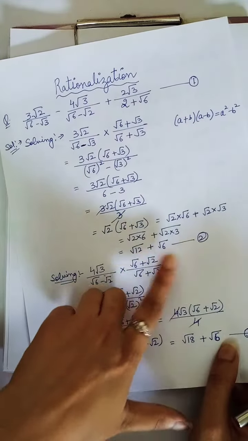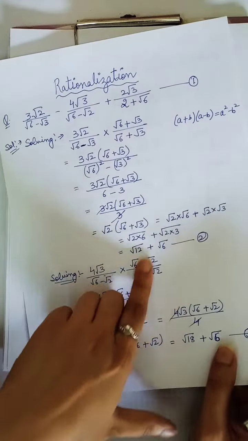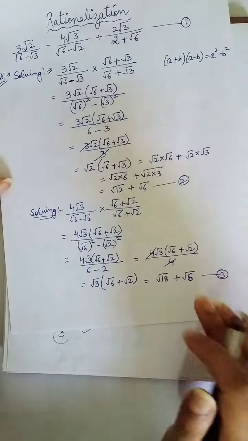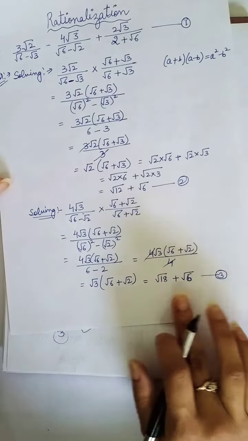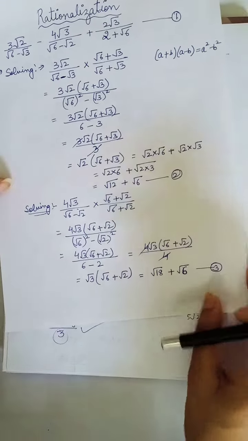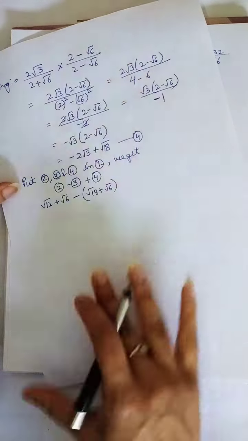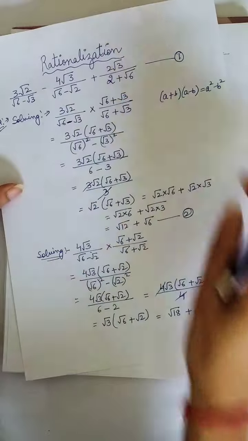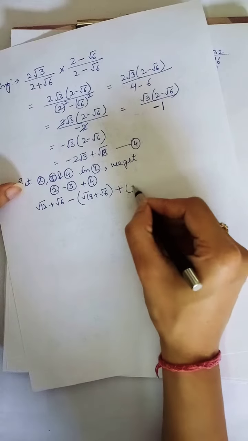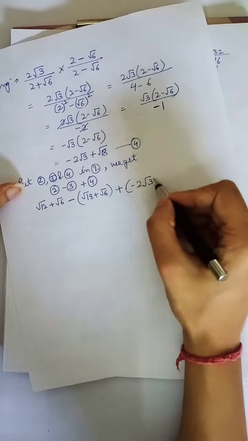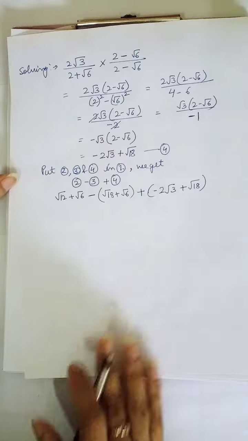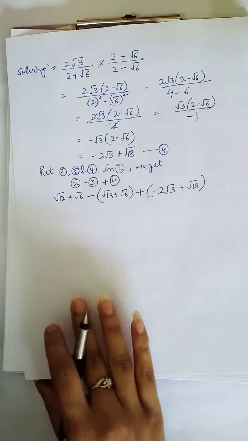So second result of second one is root 12 plus root 6 minus sign. As there is negative sign, so I will put a bracket. Okay, answer of third is root 18 plus root 6. Putting a bracket, root 18 plus root 6. Okay, now this term is added, so I will add the answer of this term here. Add minus 2 root 3 plus root 18. Okay, I have put all the values of the 3 terms here.